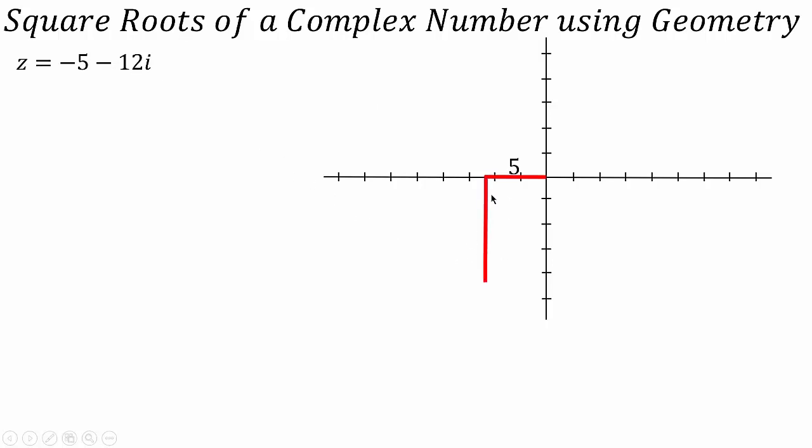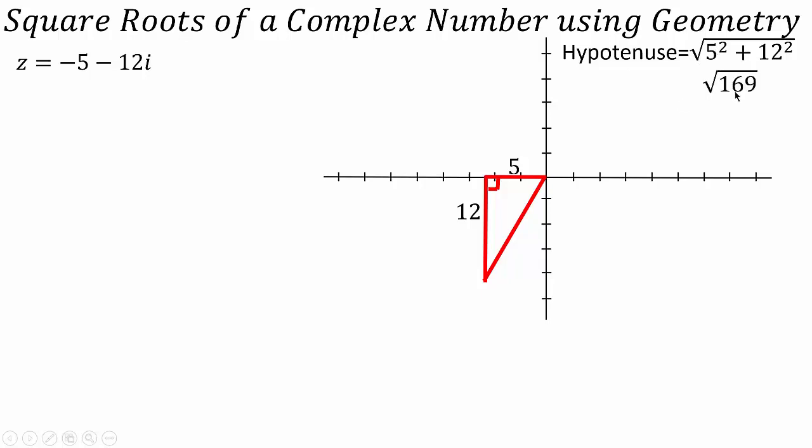and we will form a right angle triangle like this, and we will draw a hypotenuse. Since this is a right angle triangle, we can find the hypotenuse equals the square root of 5 squared plus 12 squared. That will give us the square root of 169, which will be 13. Then as per the previous example, we will draw a circle like this.